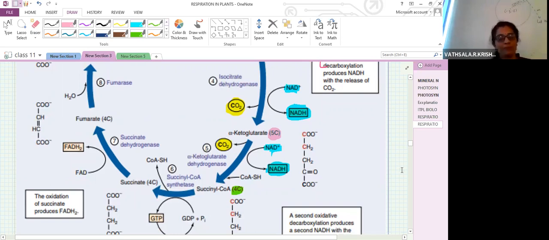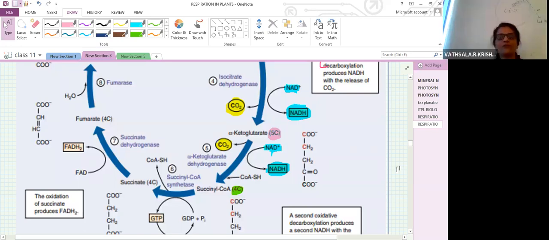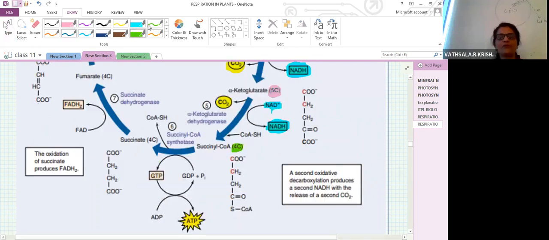So what is SLP? Substrate level phosphorylation. You can see here substrate level phosphorylation. This is one SLP, substrate level phosphorylation. Number the substrate level phosphorylation.